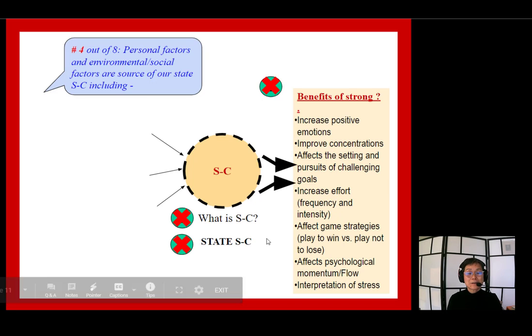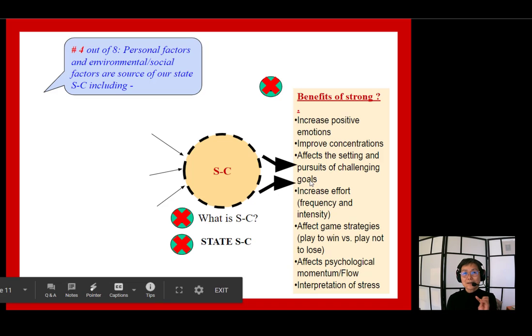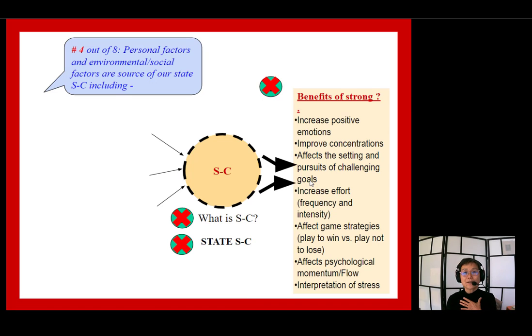Now I'm moving down to number 4. My next question is, state self-confidence changes depending on situation, depending on time, right? Then what are the sources of our state self-confidence? What makes you feel confident? Where is that state confidence coming from in a certain moment? That's my next question, which is number 4. Think about your confidence. Where does your confidence come from, or your low confidence? Why do you feel not confident? When do you feel you are confident?